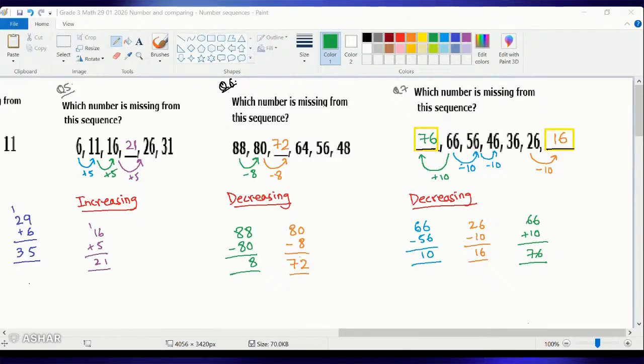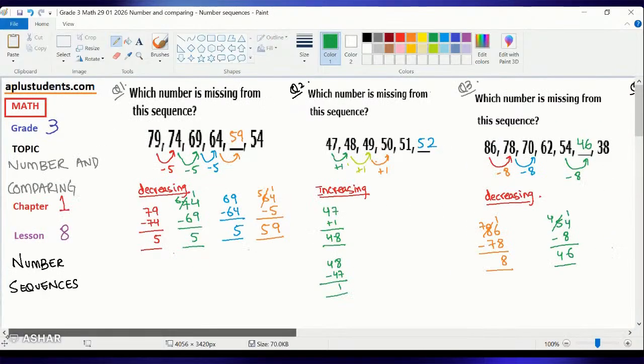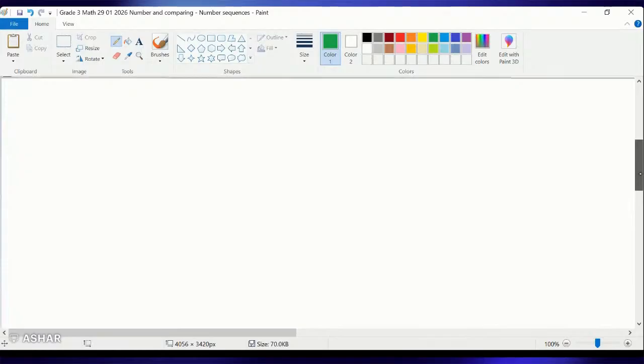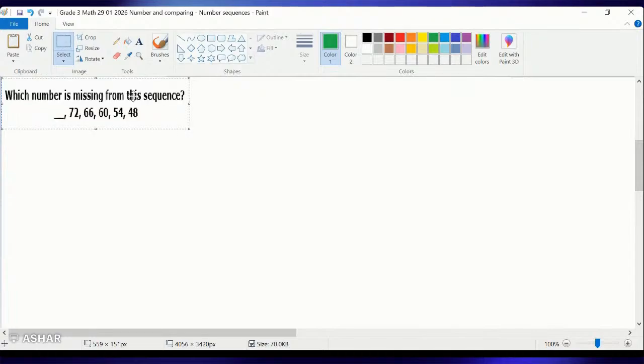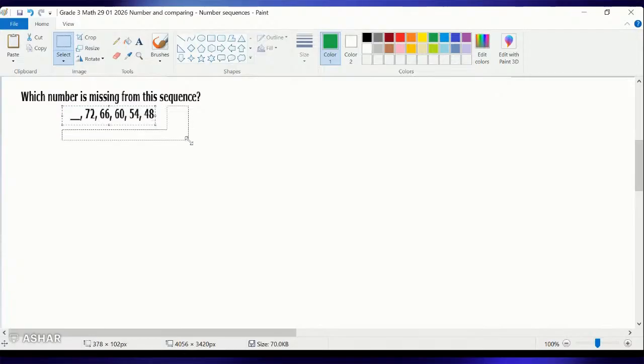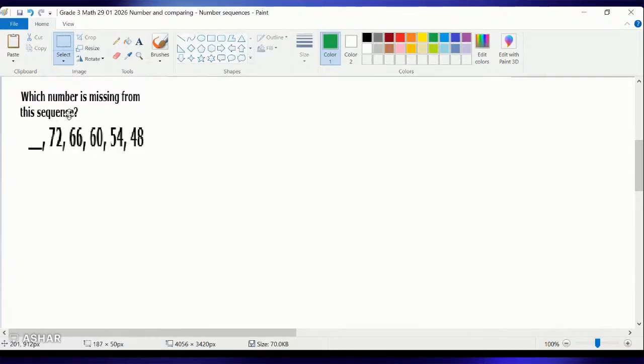Okay, question number 8 says, find the missing number from the given sequence. And the given sequence is this. So what should be the missing number for this question number 8?